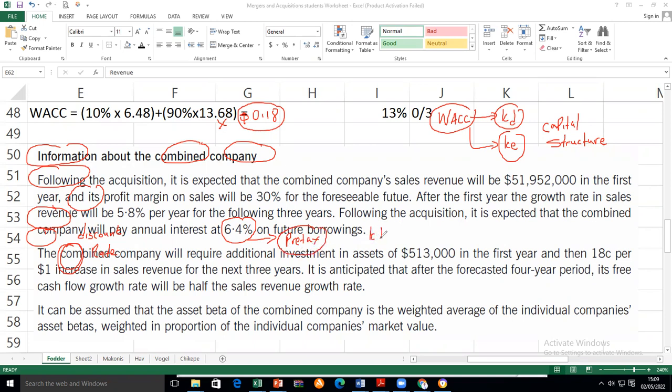So the cost of debt then, in this case, will be 6.4 brackets 1 minus 28%. So that's your cost of debt. Okay. So you may say, this one is not an issue, Mr. Piri. Yes, not an issue. That's straightforward.